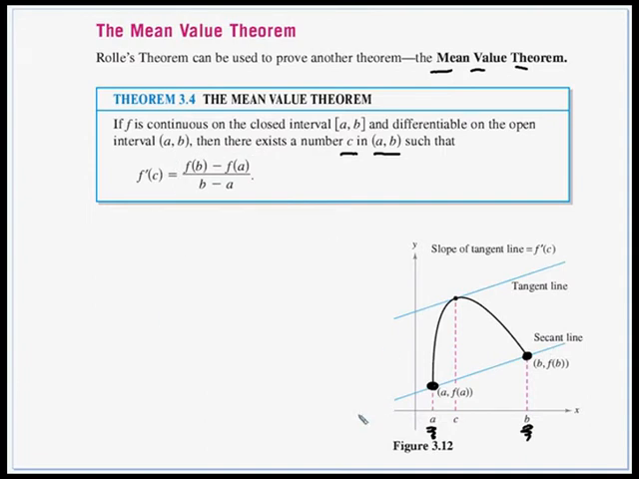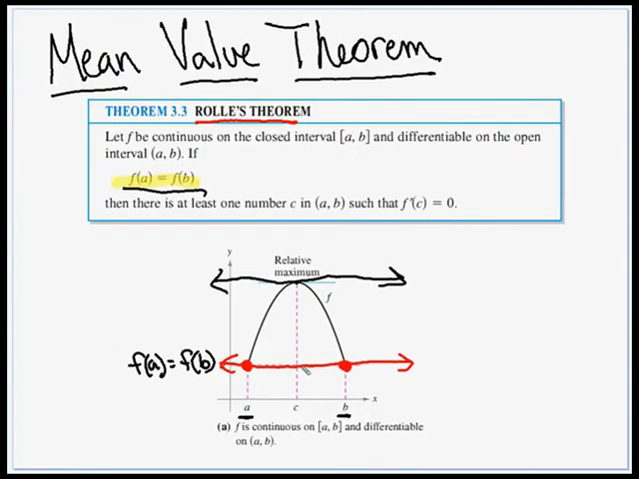So if I connect these endpoints of the interval again through a secant line, in Rolle's theorem, we took the derivative and set that derivative equal to 0 for a horizontal tangent line. Because now f of a and f of b are no longer equal, we cannot be guaranteed a horizontal line somewhere in that interval. But what we can have is a tangent line to our curve that is parallel to the secant line through the endpoints.